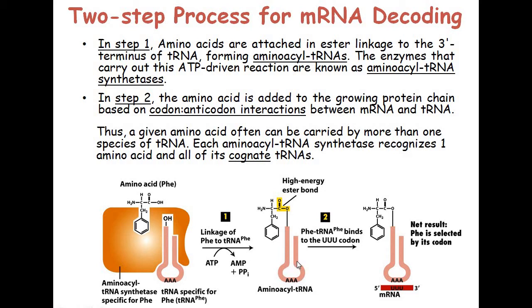And then in the second step, the amino acid is added to the growing protein chain based on the codon and anticodon interaction between the mRNA and the tRNA. Thus, a given amino acid often can be carried by more than one species of tRNA. Each aminoacyl tRNA synthetase recognizes one amino acid and all of its conjugate tRNAs.